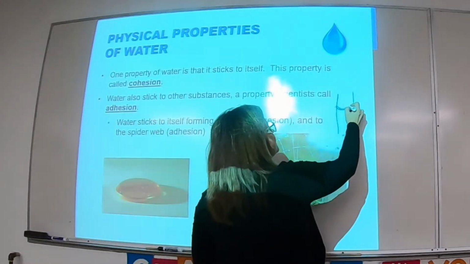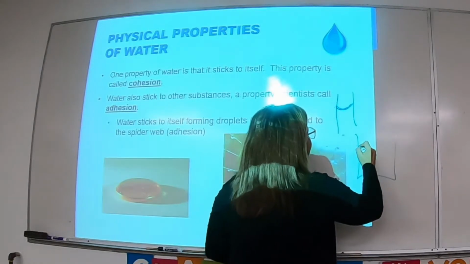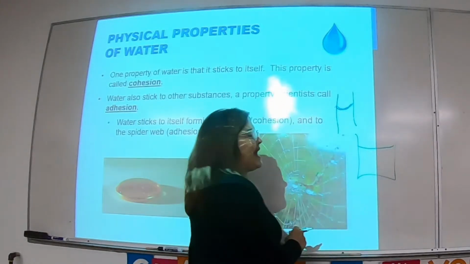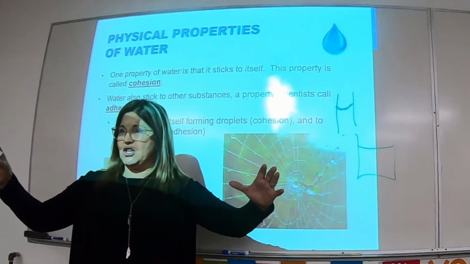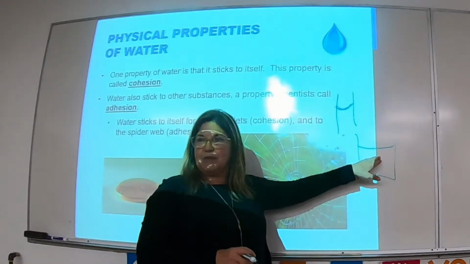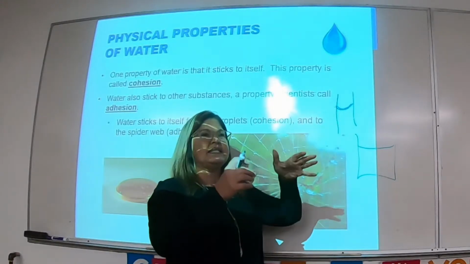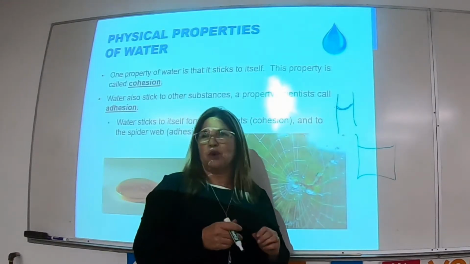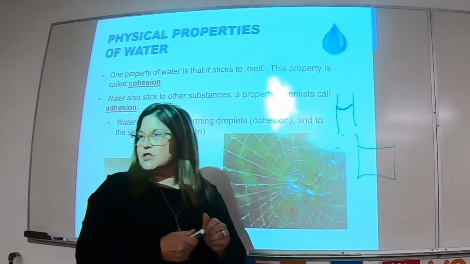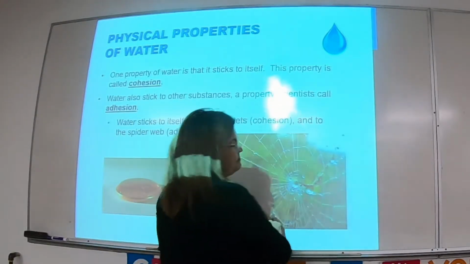a meniscus. If you have a beaker, it would still do that, but because the area is so much larger, it's really difficult to see it happening in a beaker. But with a graduated cylinder, it's easier to see how the water sticks to the sides. So those are two important properties of water.